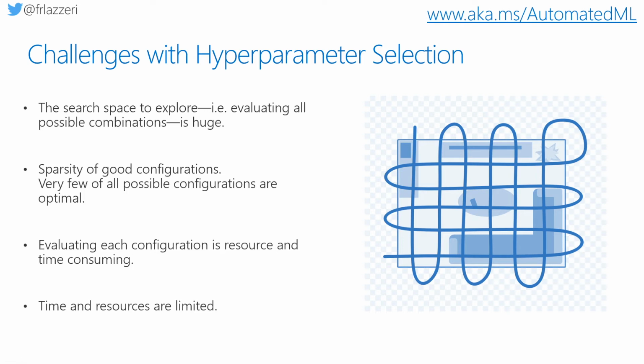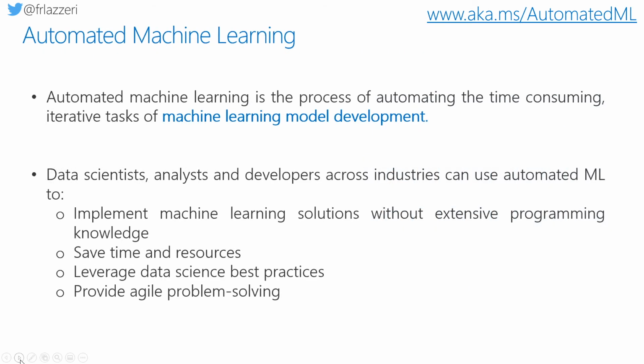So the only way is to manually adjust those parameters and try to understand better what the right parameters are for your model and for your data. Evaluating each configuration of your parameters is resource and time consuming. And automated machine learning is very interesting because it's a new feature, as I was saying at the beginning, that is trying to automate this process of machine learning model development.